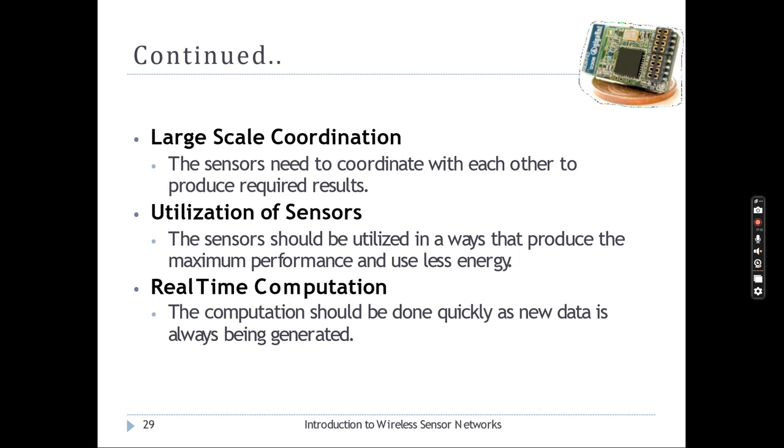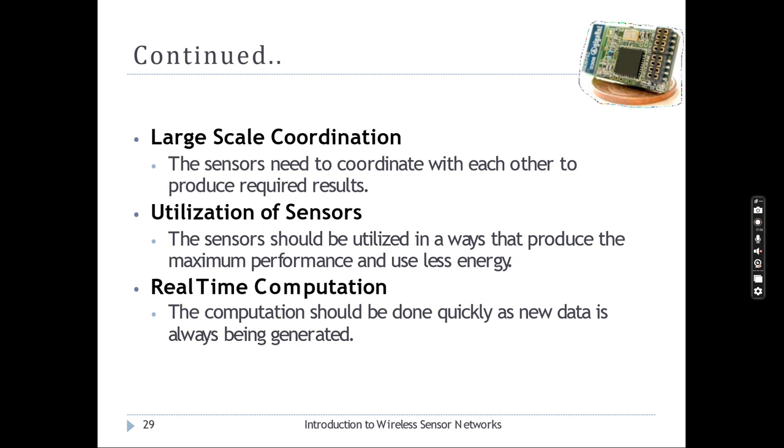Suppose you need the data in a very precise manner, for example forest fire detection: the real-time data is instantaneously sent to the sink, and only then can they take the appropriate action. That is a very good example for this real-time computation. The computation should be done quickly as new data is always being generated. So what data does it need to generate? Heat and temperature are the data it needs to identify. Once it is identified, then instantaneously it should be sent to the appropriate places, and only then can it be identified.